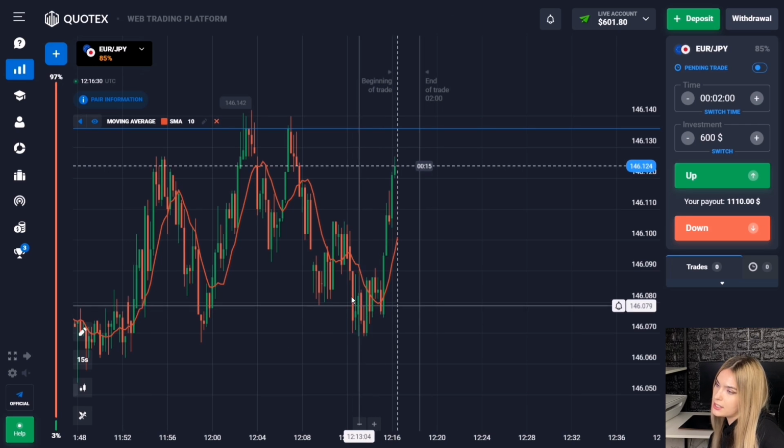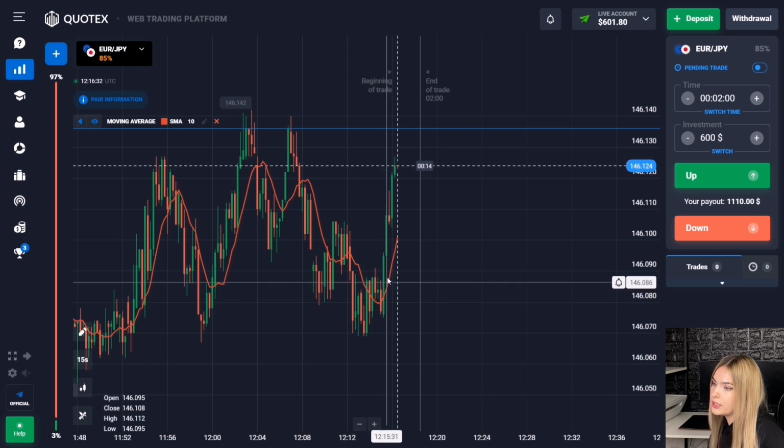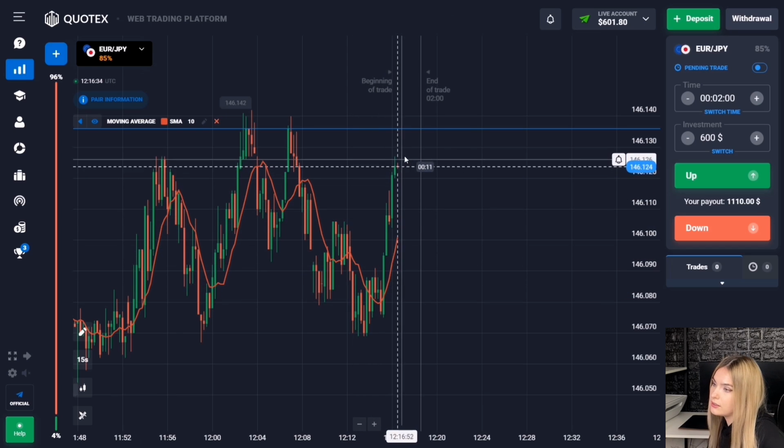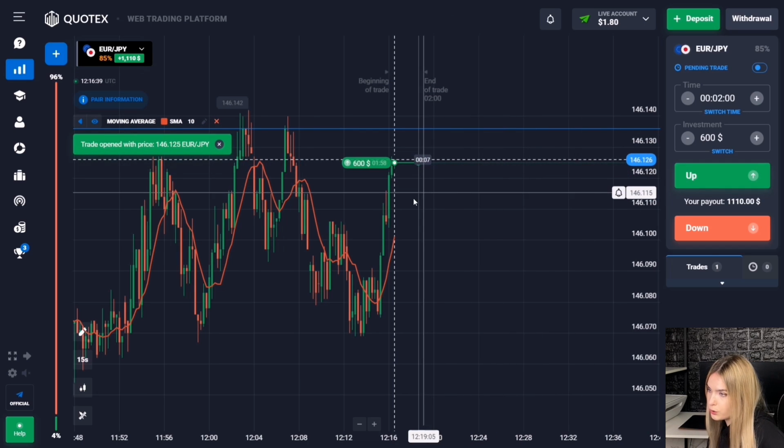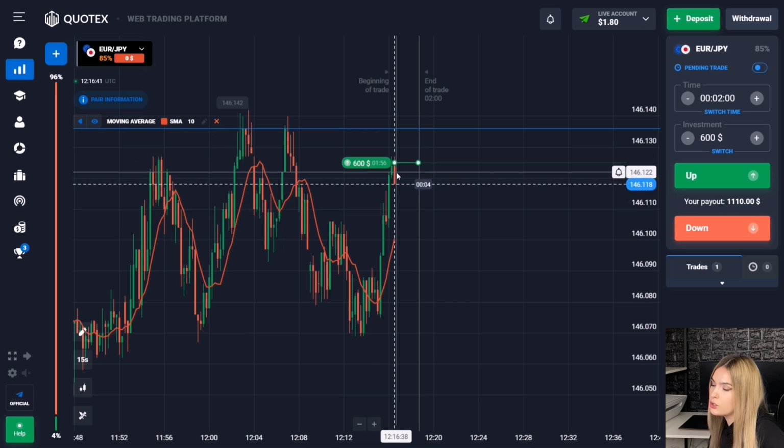Here we see that there has also been a reversal from a certain point and the price is confidently moving towards the level. Let's open a deal here for 2 minutes to go up. The price has an excellent potential for going up. It is more likely that the price will continue to move towards the level.